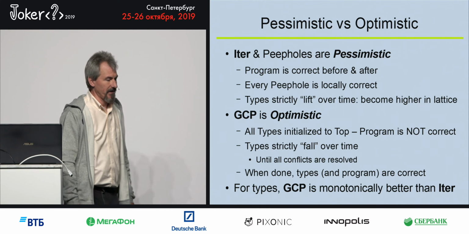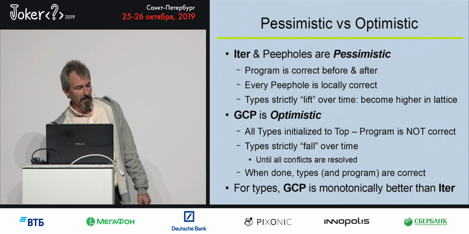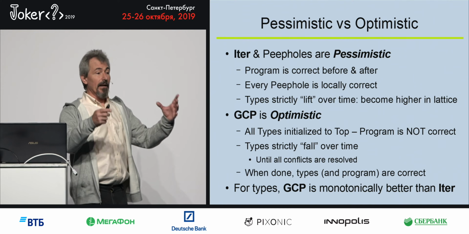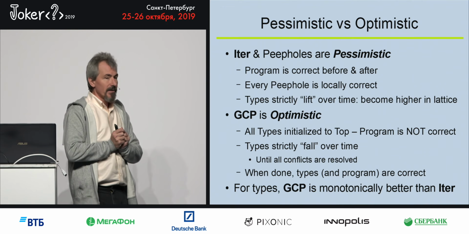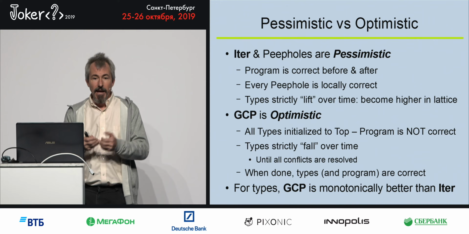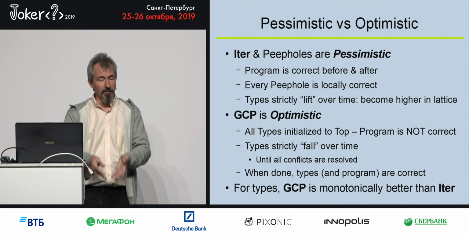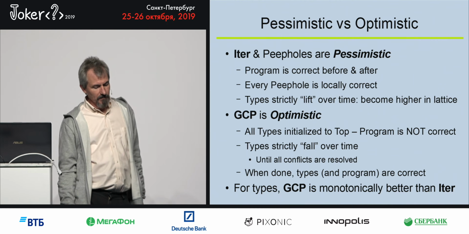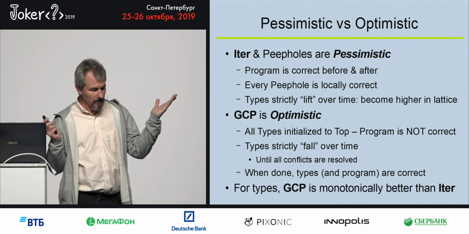Pessimistic versus optimistic. Iter and the peepholes are all pessimistic. And what does that mean? It means the program begins correct and ends correct, and the peephole optimization preserves correctness, but it may make a change as it goes. Types throughout the program start at some value I got from the bytecodes, and I lift them over time in the lattice, literally up the lattice from bottom to constant to top maybe. It only goes to top if it goes dead. But at any point I can stop running iter and I have a correct program.